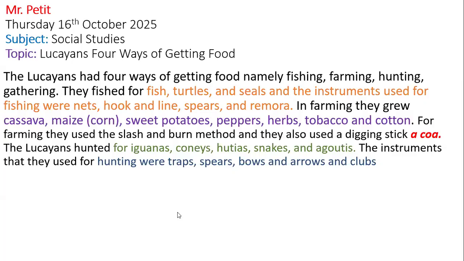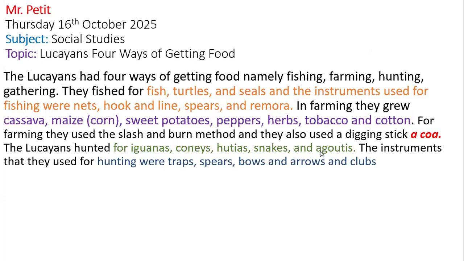All right. So go ahead, Kelvin Gordon. Where's Kelvin Gordon? Kelvin Gordon. Kelvin Gordon. Where's Kelvin? Yes, sir. Read the new part that I just put. The Lucayans hunted. The Lucayans hunted for iguanas, crocodiles, beetles, snakes, and on out of the next step.